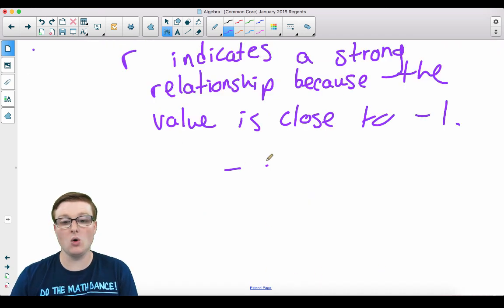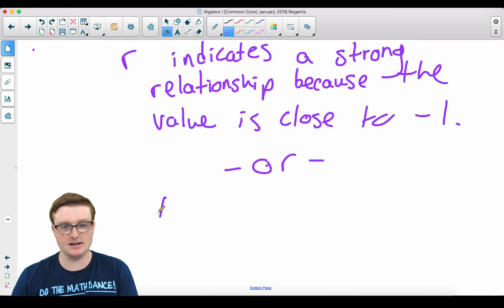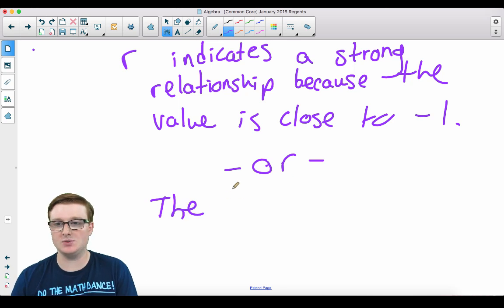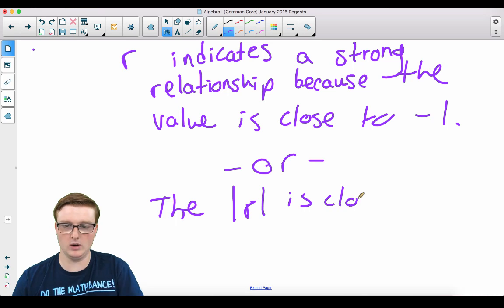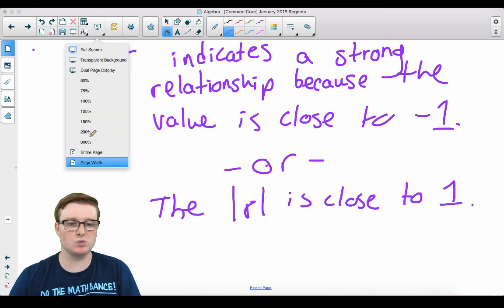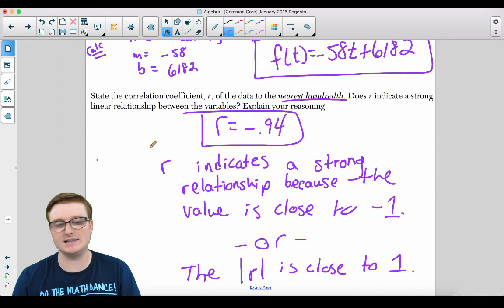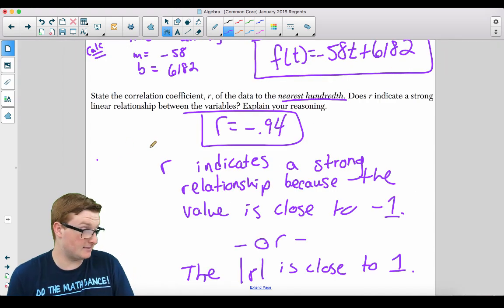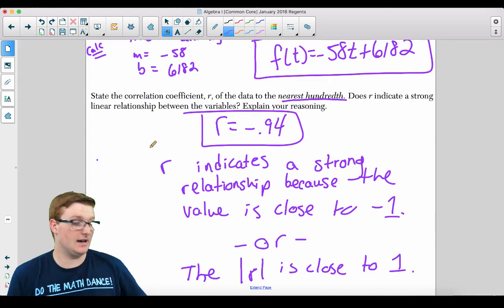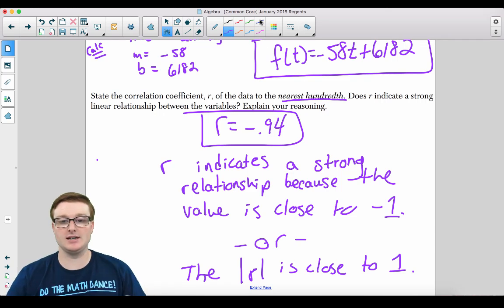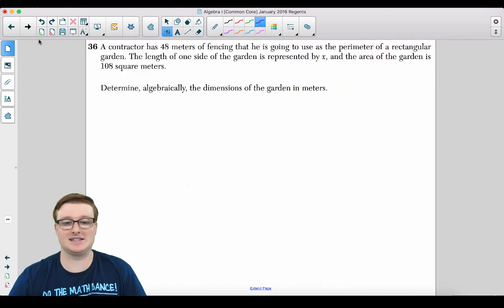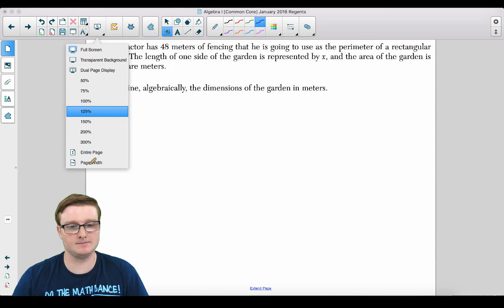Or you could say that the absolute value of r is close to 1. Either one of those answers would be wonderfully acceptable on the Regents exam. All right. And that is how you do that question. Moving on to number 36.